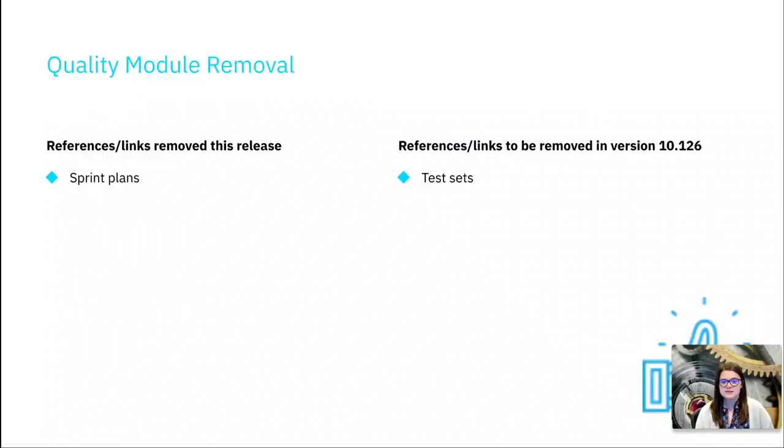Over the last several releases, we have seen Atlassian make an effort to fully remove the quality module from Jira Align. This continues in this release, where we are removing the references and links from the API and from the tool itself for sprint plans. And it will continue in the next release, when we will see the full removal of test sets. And that will again be in release 10.126, scheduled for November currently.